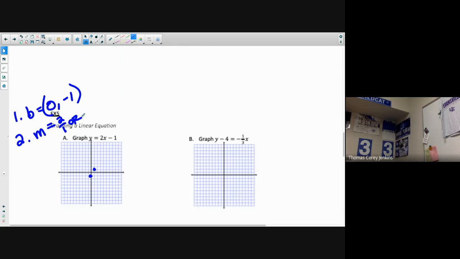I can also do the opposite of both. So I can do -2 over -1, which would be down 2 and left 1. See, that's still on the same line.